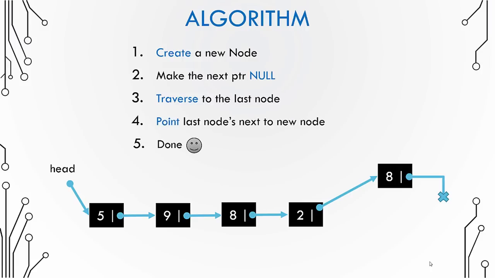So let me go through it again. The process is quite simple. You create a new node, and because you want to append this node to the end of the list, you need to traverse to the last node. So you traverse to the last node and then point the last node's next pointer to the newly created node.